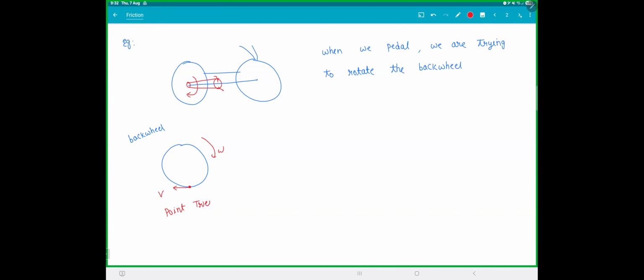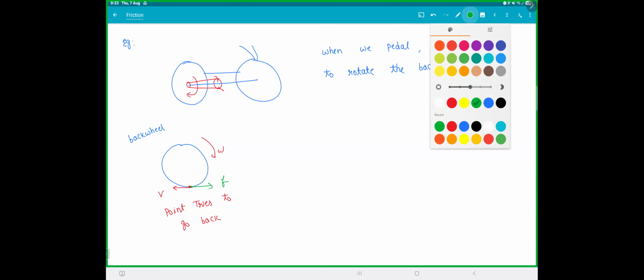Remember, it is always the surfaces in contact. When I say a man is walking, I don't care how you are walking. I'm more interested in how your feet are on the ground. We are always interested in the surfaces in contact. This point tries to go backward, and friction doesn't like this. So friction will come forward. So on the back wheel, the friction is forward.